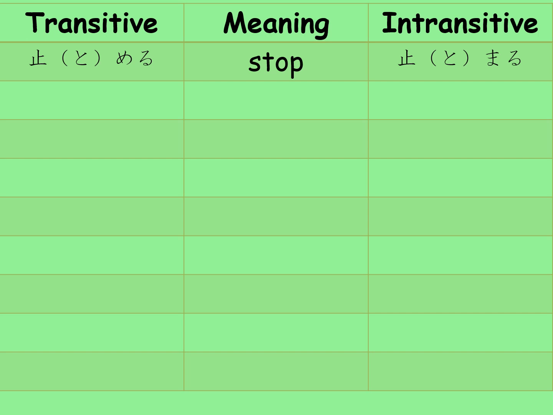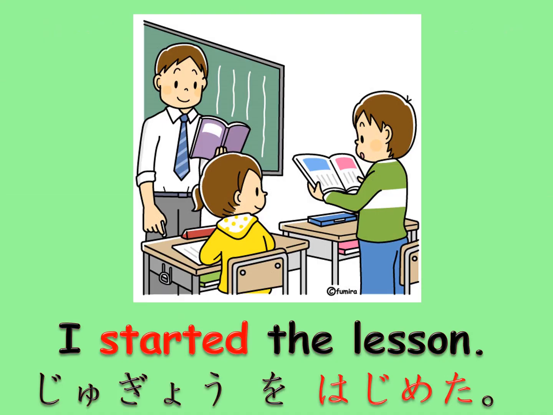The hard thing is, like this stop, many basic English verbs can be both transitive and intransitive. The Japanese language also has some verbs which can be both, but basic verbs usually come in a pair, like 止める and 止まる. Let's have a look at another example.